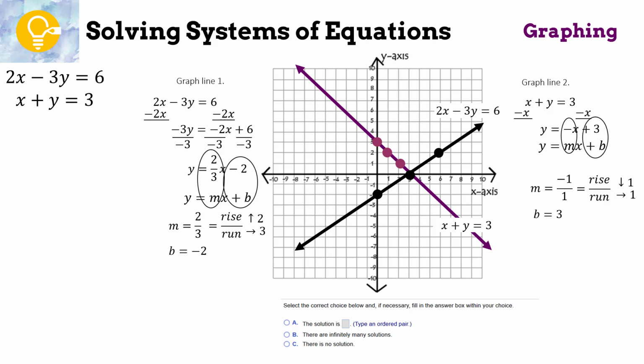This is pretty cool. Do you notice that they intersect? Yep. So select the correct choice below, and if necessary, fill in the answer box within your choice. Well, the answer for this one is it has a solution, and the solution is (3, 0). Remember, we always have to put it as an ordered pair, or it's going to get marked wrong.